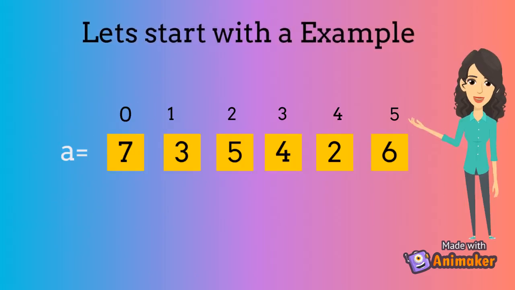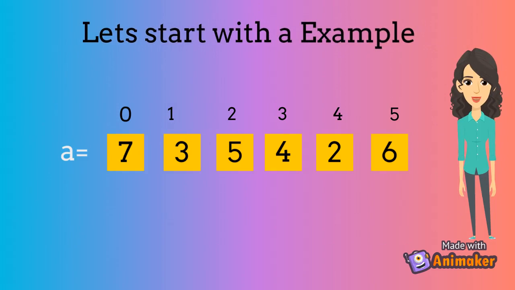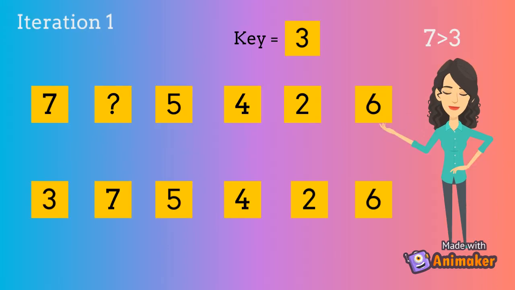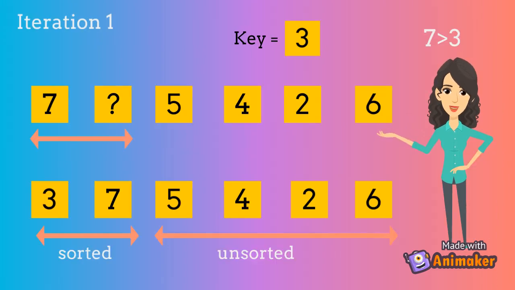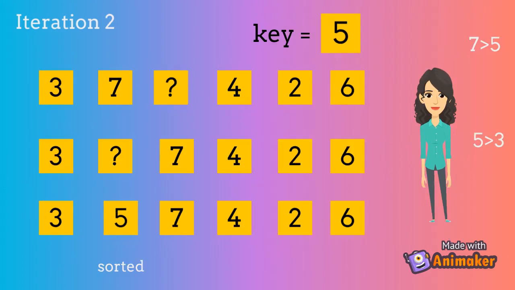Now let us start the example of insertion sort. So let us consider the array of size 6 with elements 7, 3, 5, 4, 2, 6. Now we are going to sort this array. For iteration 1, consider key is equal to 3. Now compare 3 with its previous element, that is 7. 3 is smaller than 7, so 7 is placed at the second position and 3 will be placed at the first position.